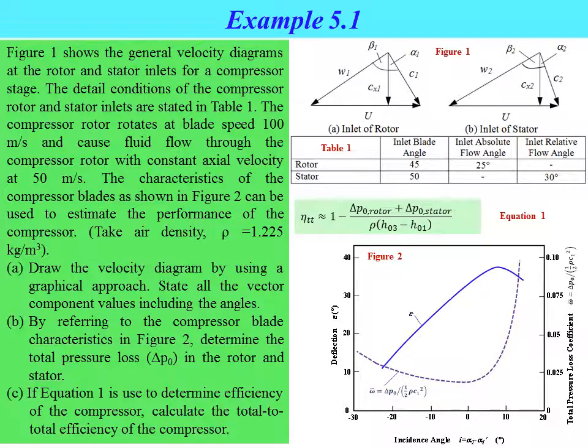Question A: draw the velocity diagram by using a graphical approach. State all the vector component values including the angles. Question B: by referring to the compressor blade characteristics in Figure 2, determine the total pressure loss delta P naught in the rotor and stator. Question C: if equation 1 is used to determine the efficiency of the compressor, calculate the total efficiency of the compressor.